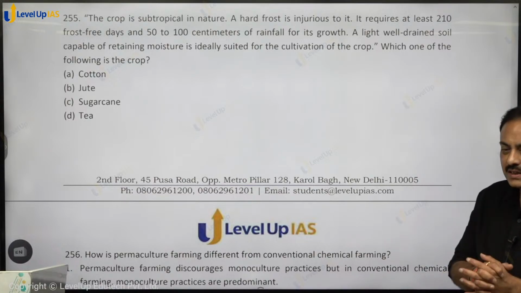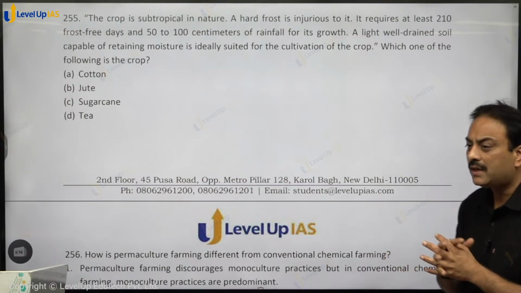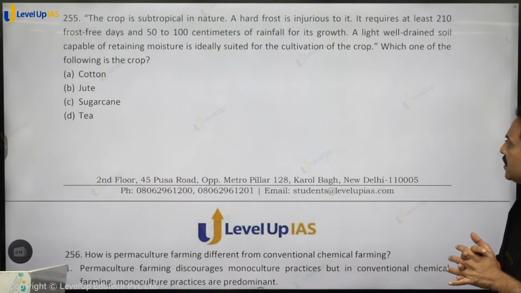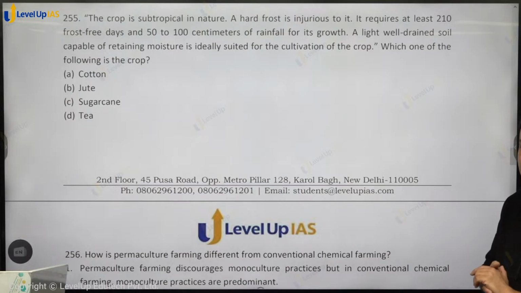The crop is subtropical in nature. A hard frost is injurious to it. It requires at least 210 frost-free days and 50 to 100 centimeters of rainfall for its growth. A light, well-drained soil capable of retaining moisture is ideally suited for the cultivation of the crop. Which one of the following crops? The correct answer is cotton. Cotton is the correct answer.